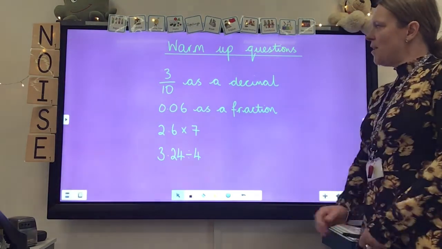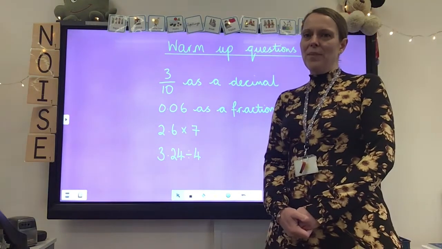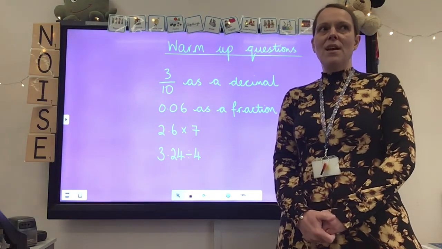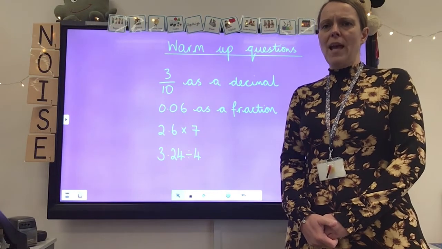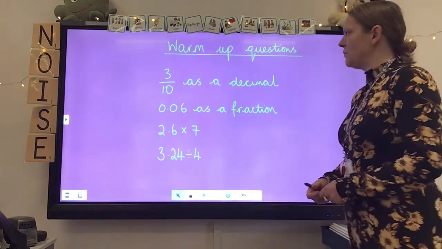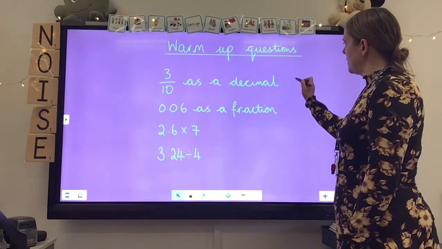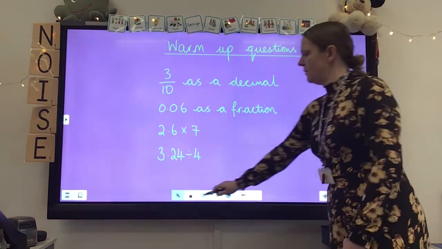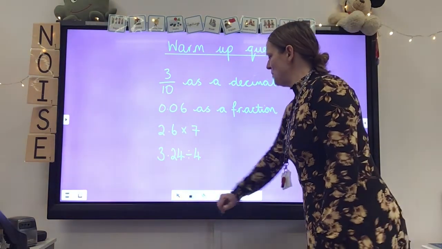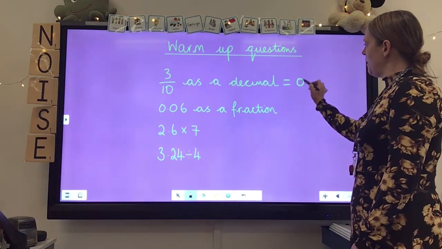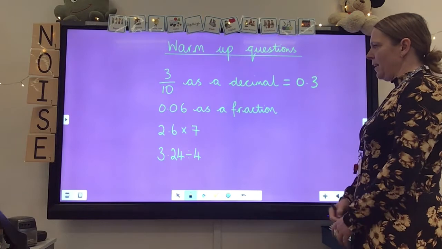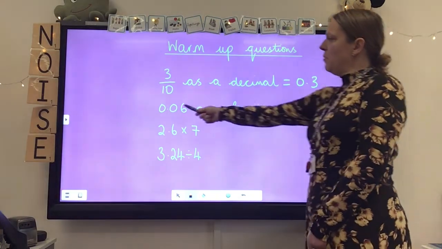Okay, so let's look. 3/10 as a decimal. Okay, we have 3/10. So we need to think about which column is the tenths column. And we know it's the one to the right of the decimal point, don't we? So that as a decimal, oops, always do that. Remember to put it back on the pencil, Miss Carlia. Okay, so that as a decimal would be 0.3.